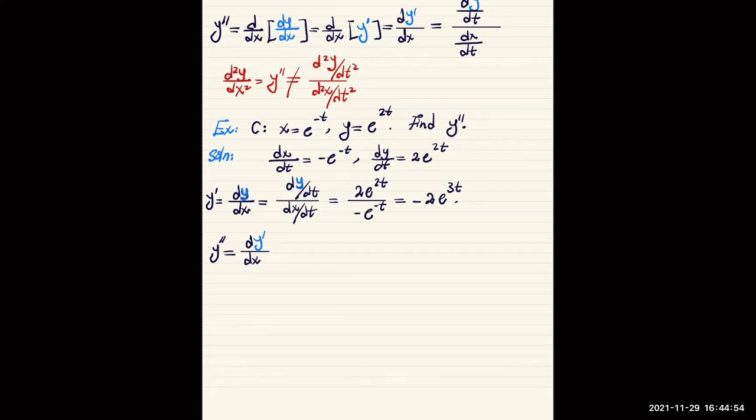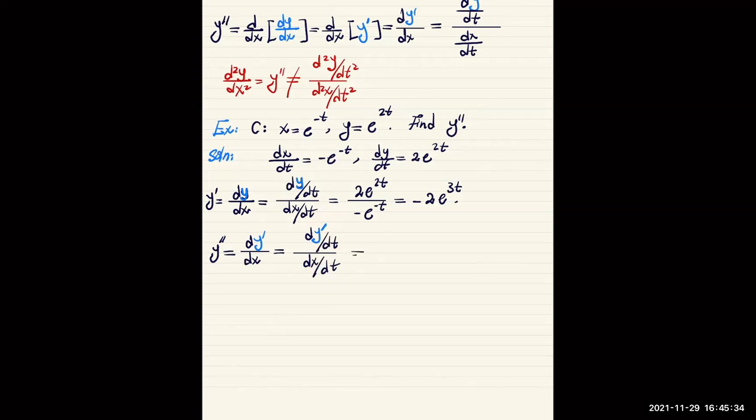Okay, so dy prime over dx, again by chain rule, you take dy prime dt, and you divide that by dx dt, right? You take the previous formula and you simply substitute y prime for y. Again, these dt's cancel out. If you go backwards, you get dy prime over dx, which is exactly what you want.